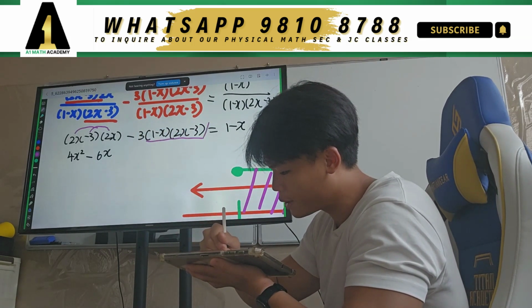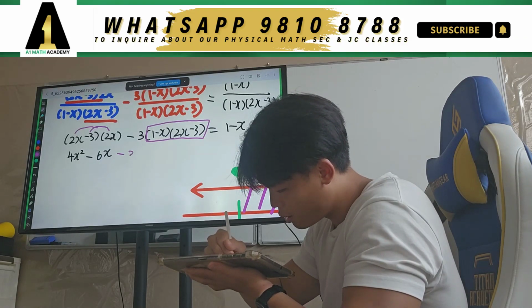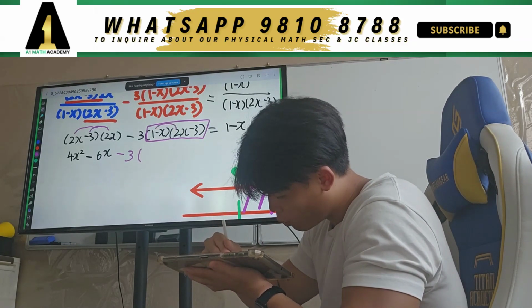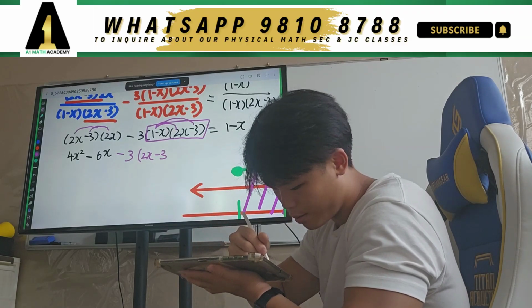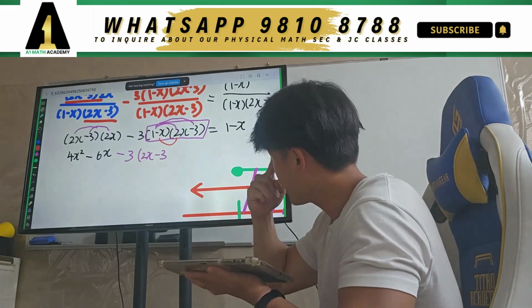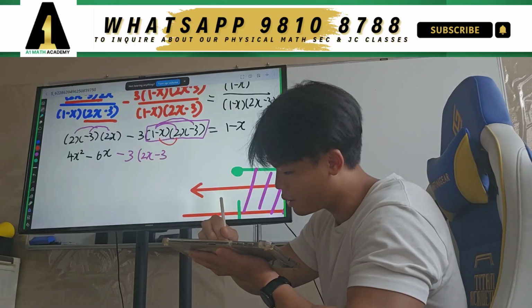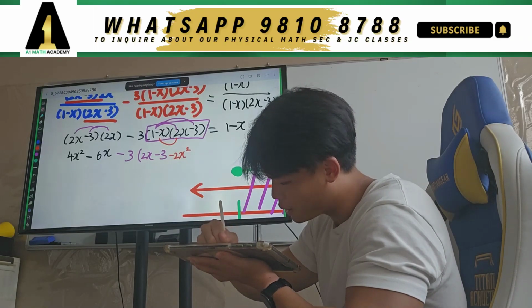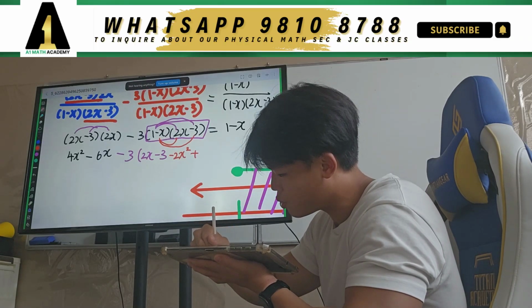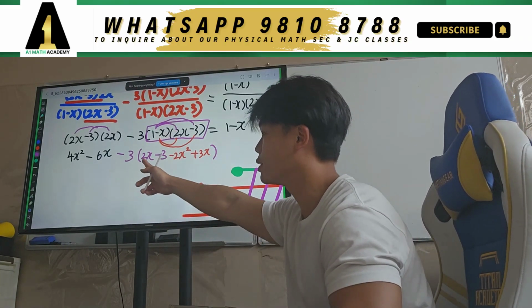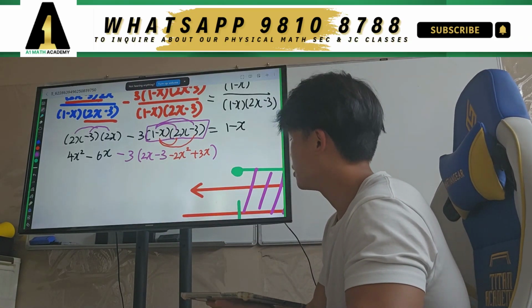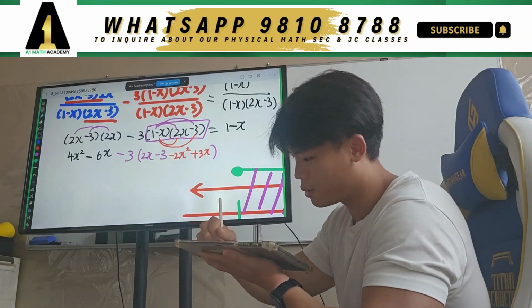So if you want to do the bracket first, then you have 1 times 2x, so it's 2x. 1 times minus 3, so it's minus 3. Then you have minus x times 2x, so you have minus 2x squared. Minus x times minus 3, so you have plus 3x. If you do the bracket first, you ignore the minus 3 outside. Equals to 1 minus x.